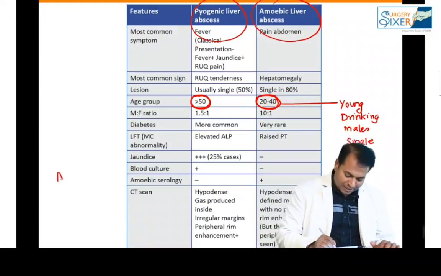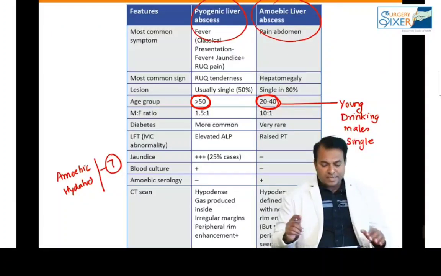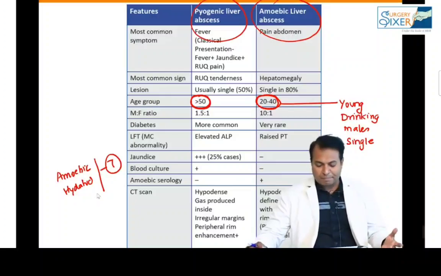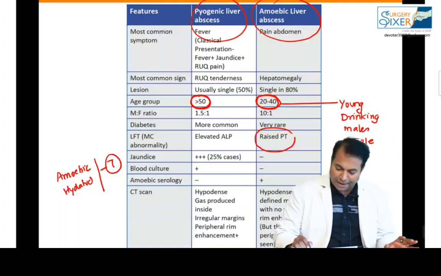Okay, so amoebic abscess is common in segment 7. Similarly, hydatid cyst is also common in segment 7. Both are common in segment 7. That is the most dependent part of the portal vein. So therefore, segment 7 is the place of amoebic and hydatid. The only liver function elevated in amoebic abscess is raised prothrombin time.